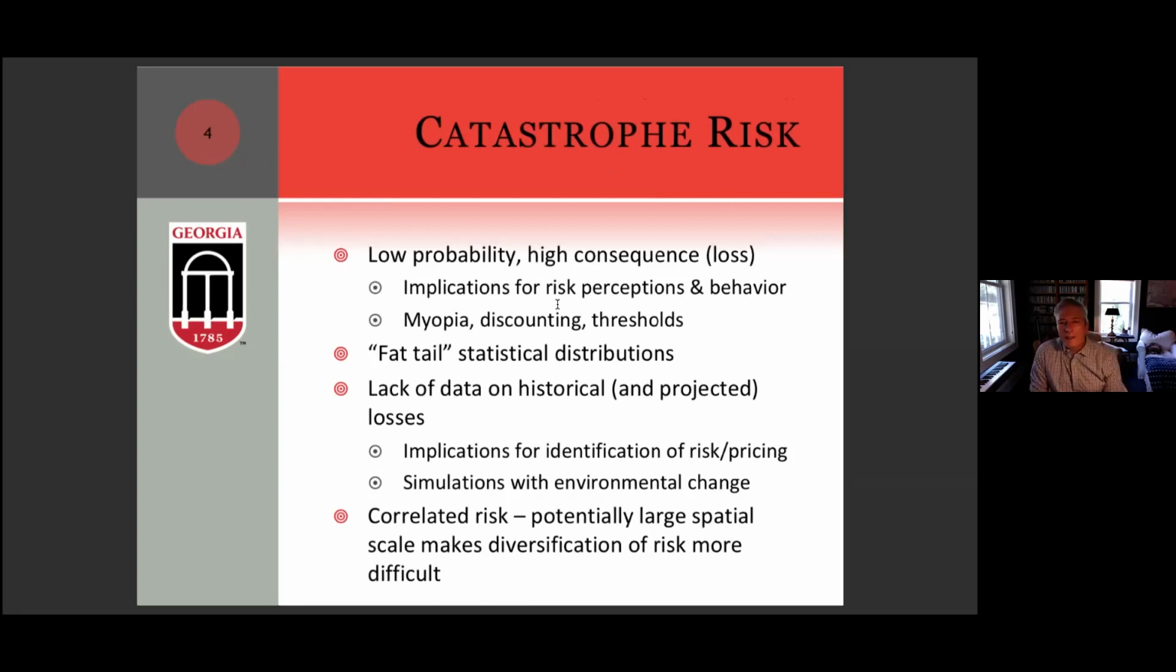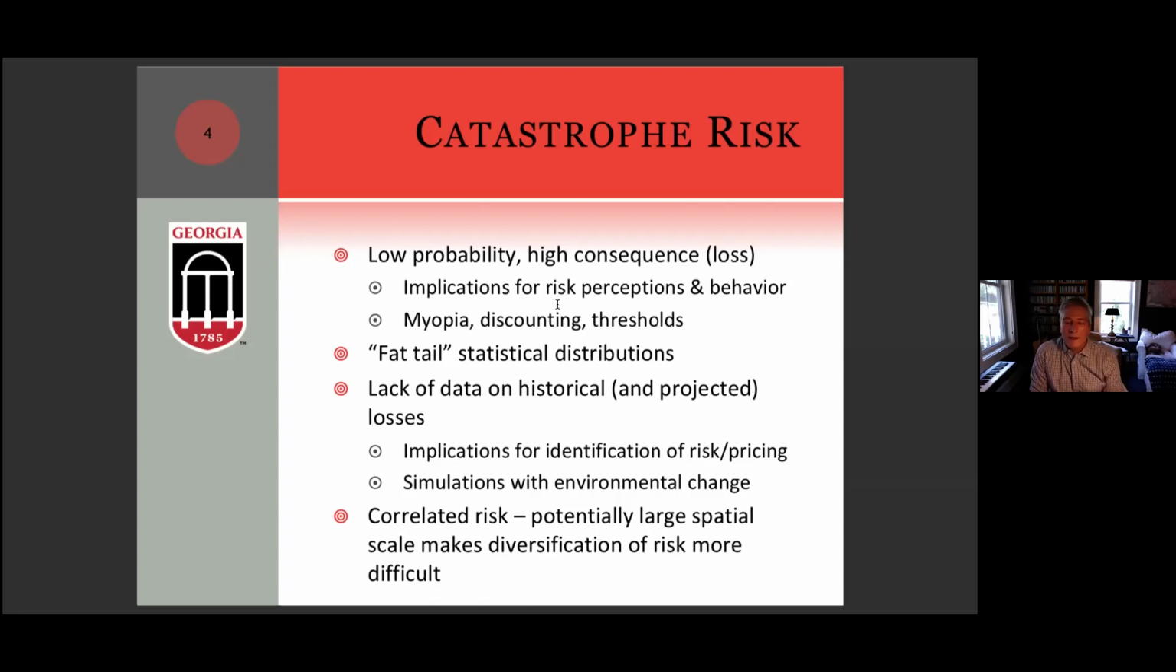The focus today is going to be on catastrophe risk, which is particularly problematic because it tends to be low probability, high consequence risk. So the implications for low probability is that it's often off people's radar. So when we examine their behavior, they could be myopic. They could ignore certain risks because they don't reach a threshold by which they think they would need to attend to them. So that's from the demand side.